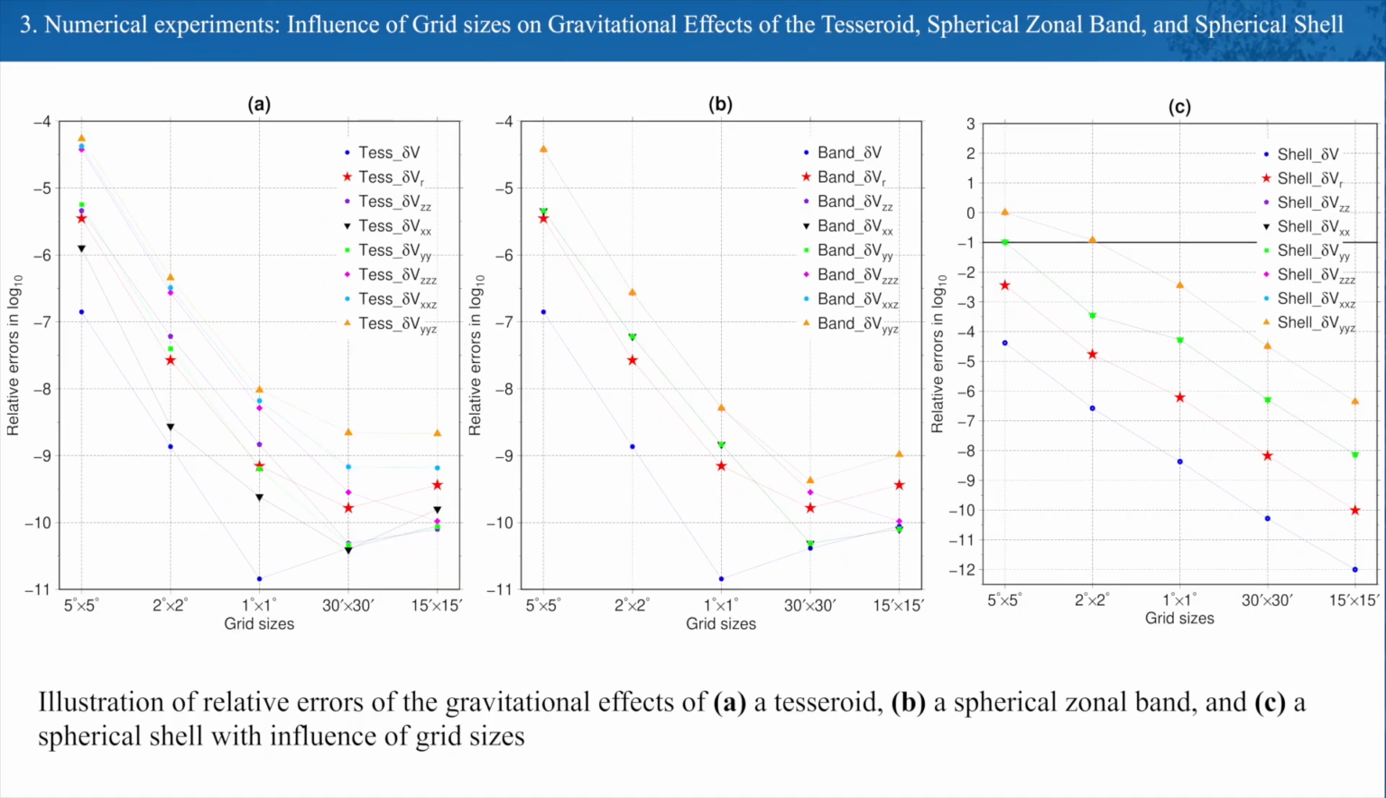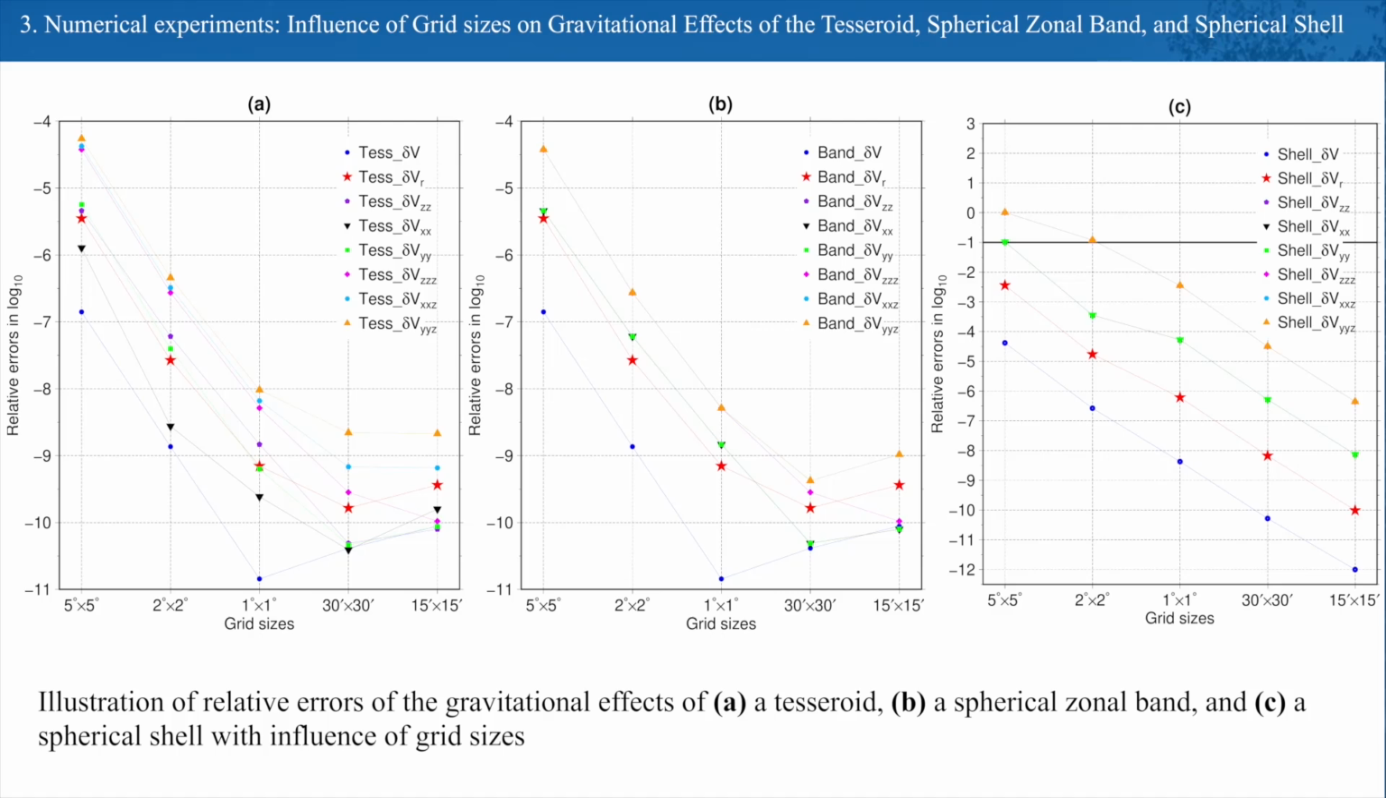The second experiment is the influence of grid size on the gravitational effect of the tesseroid, spherical zonal band, and spherical shell. The relative errors of the gravitational effect of A, a tesseroid, B, a spherical zonal band, and C, a spherical shell are presented. The x-axis means the grid size, and the y-axis means the relative errors in log10 scale.